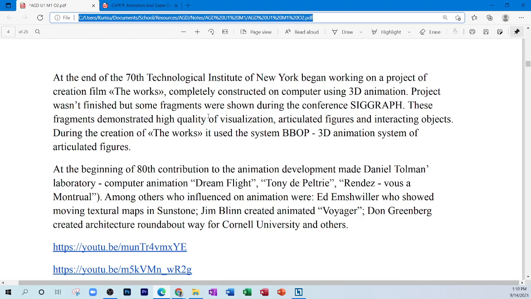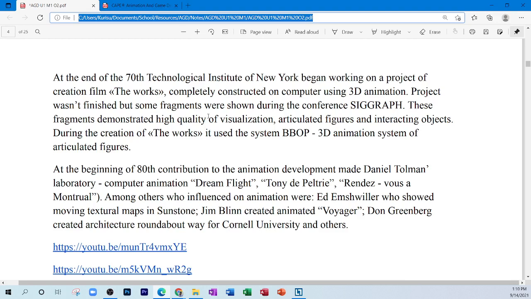At the beginning of the 80s, contributions to the development of animation were made by Daniel Tolman, Laboratory Computer Animation, Dreamflight, Tony de Peltrie, Rendezvous in Montreal, among others.